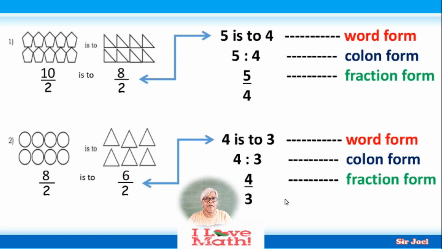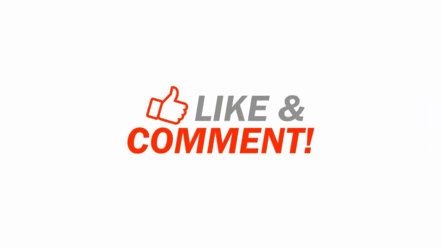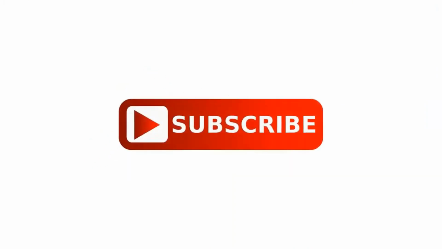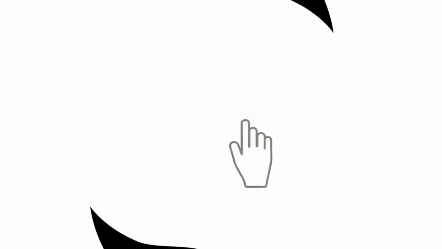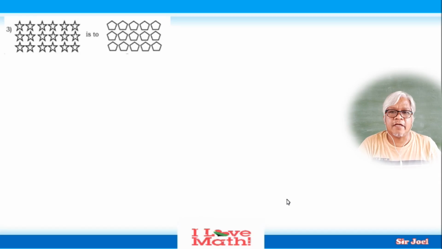And once again, para maging colon form, "is to" papalitan ng colon symbol. And then para maging fraction form, yung colon symbol, papalitan ng vinculum. So, this is it. So, maliwanag na. Okay? Example number 3. We have stars and pentagon.